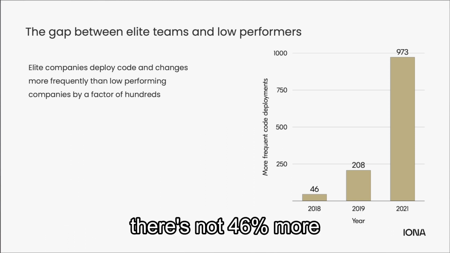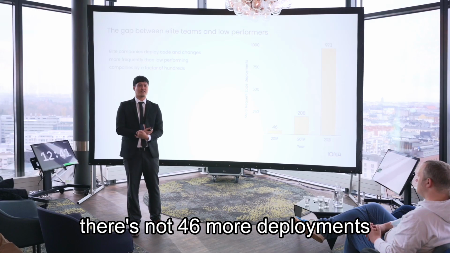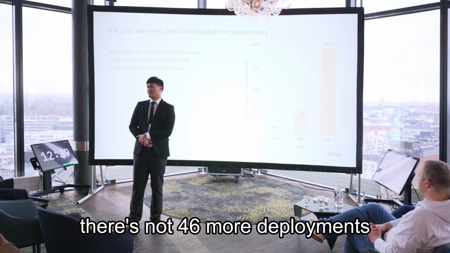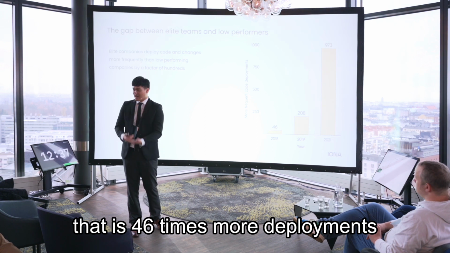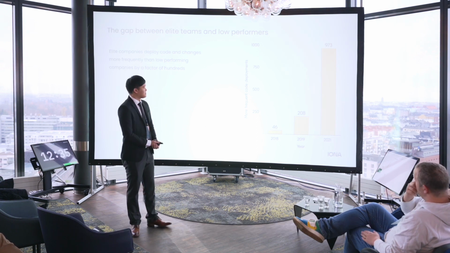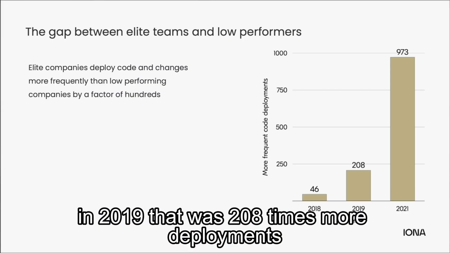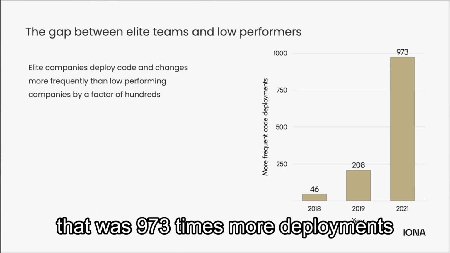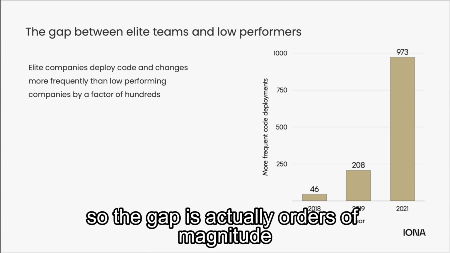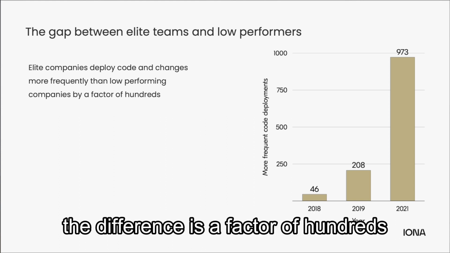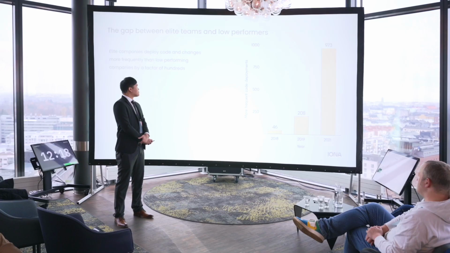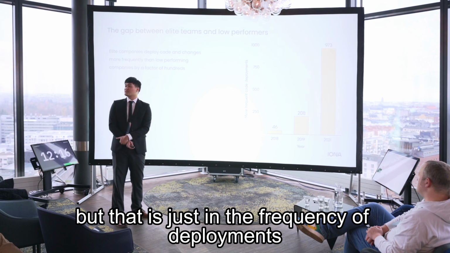In 2018, elite teams performed code deployments to production 46 times more than low-performing teams. That's not 46% more. That's not 46 more deployments. That is 46 times more deployments. In 2019, that was 208 times more deployments. And in 2021, that was 973 times more deployments. So the gap is actually orders of magnitude. The difference is a factor of hundreds. But that is just in the frequency of deployments.